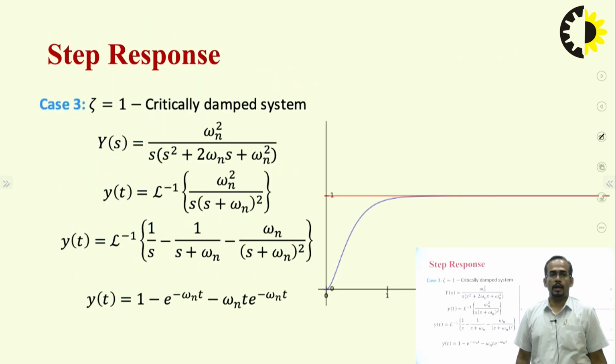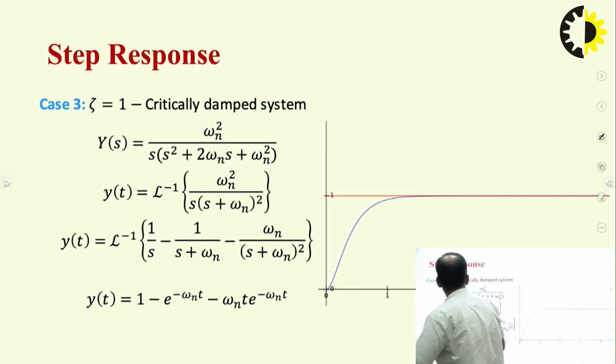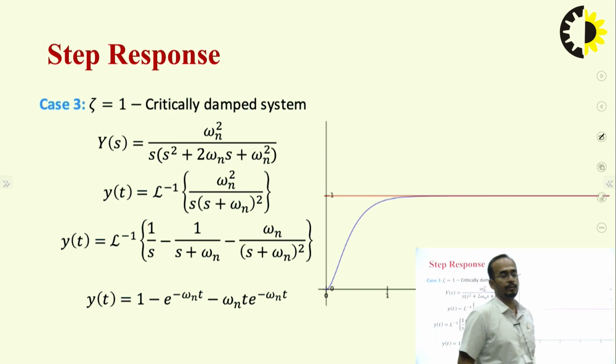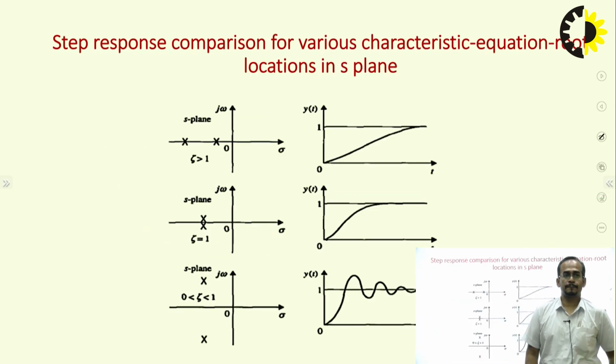Now for zeta equal to 1, we again take the Laplace inverse of omega n square upon s square plus 2 omega n s plus omega n square. After putting zeta equal to 1, this is nothing but the square of (s plus omega n). By taking the partial fraction, we get 1 by s minus 1 by (s plus omega n) minus omega n upon (s plus omega n) square. So what will be the inverse Laplace of this? y(t) will be equal to 1 minus e to the power minus omega n t minus omega n t e to the power minus omega n t. So this is the step response.